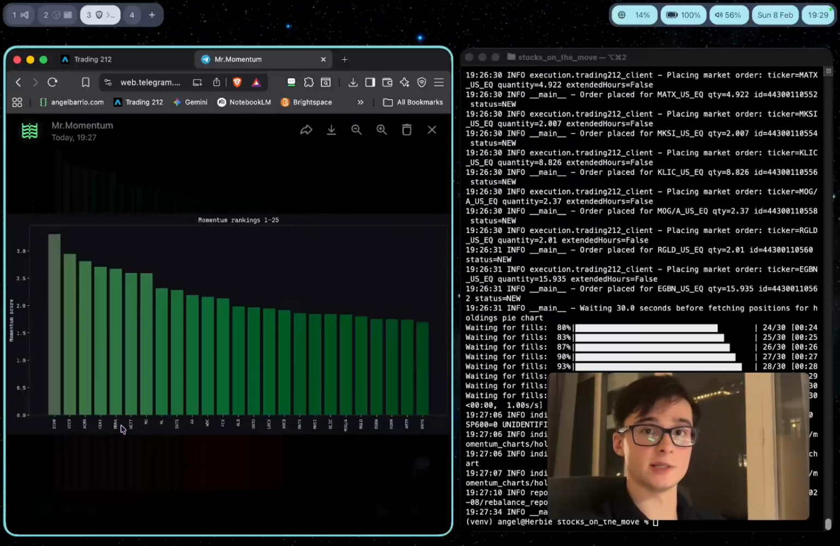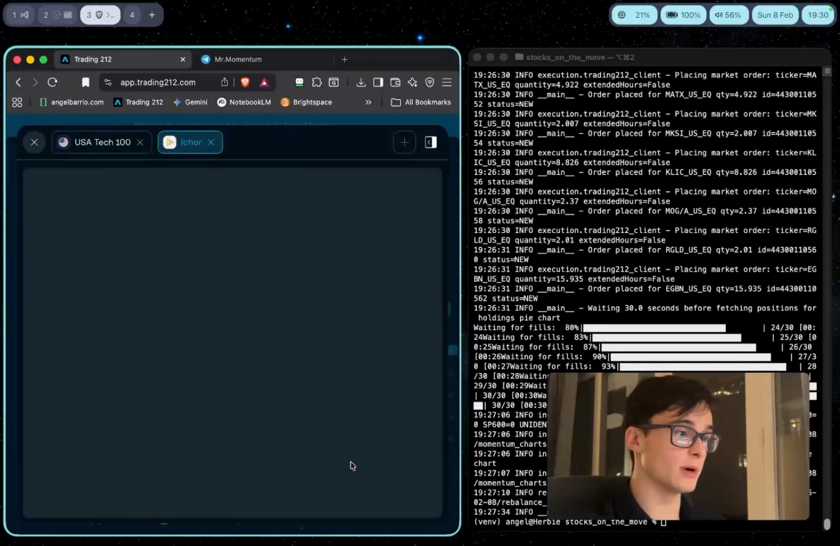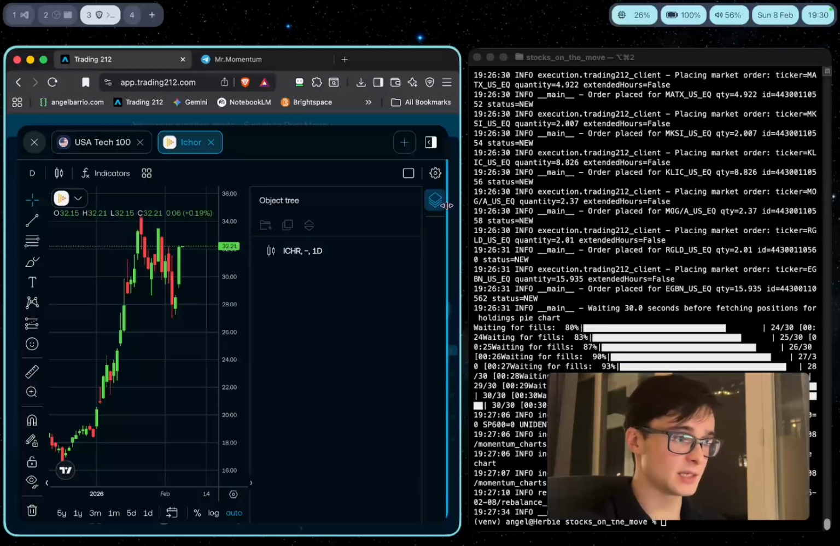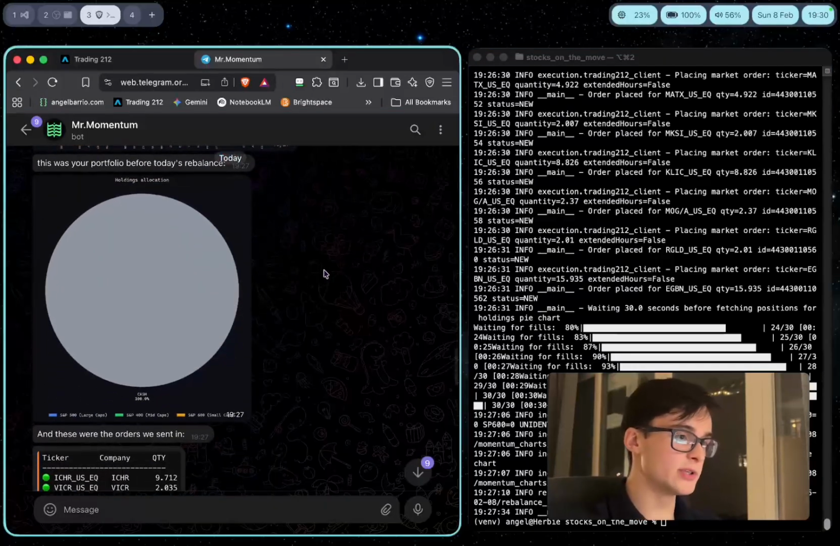Let's take ICHR and see if we're really calculating the momentum correctly. If we check inside of our Trading212, we'll see that for the last 3 months, Ichor indeed has some momentum. If you want to know more about the momentum calculation, I really recommend that you check out the README in the GitHub repo in the description, or just read any of the sources that I listed below. But Mr. Momentum here tells us some more analytics.